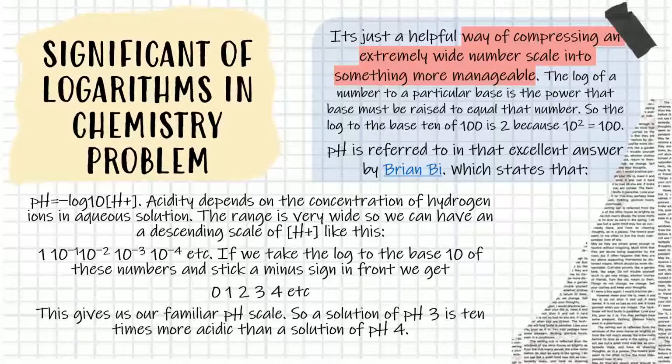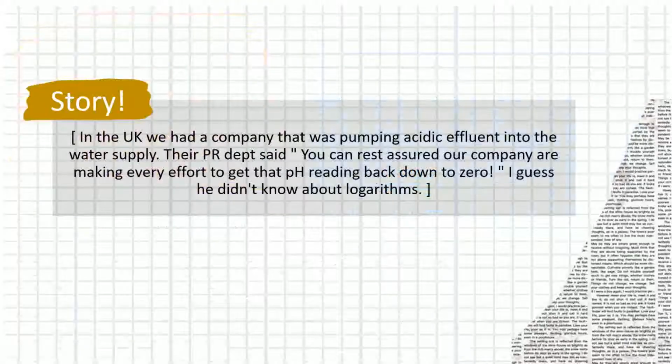Acidity depends on the concentration of hydrogen ions in aqueous solution. The range is very wide, so we can have a descending scale of concentration of hydrogen like this: 1, 10 to the power of -1, 10 to the power of -2, 10 to the power of -3, and 10 to the power of -4. If we take the log to the base of 10 of these numbers and stick a minus sign in front, we get 1, 2, 3, and 4. This gives us our familiar pH scale. So a solution of pH 3 is 10 times more acidic than a solution of pH 4.